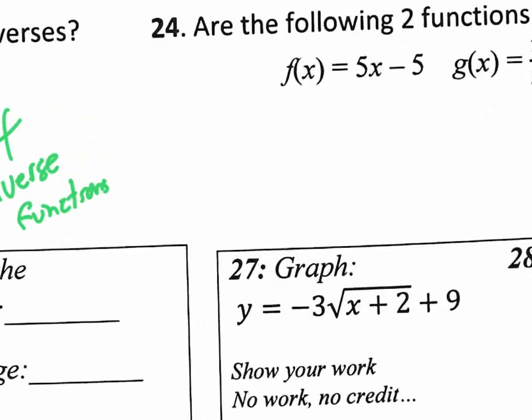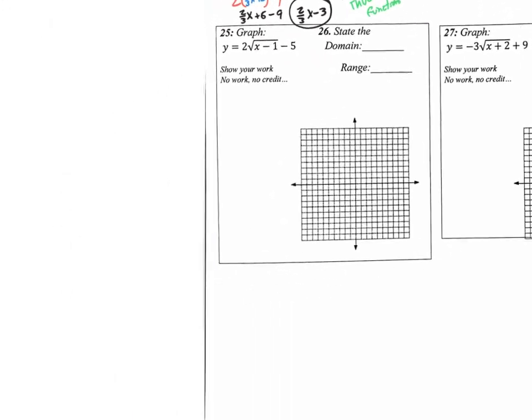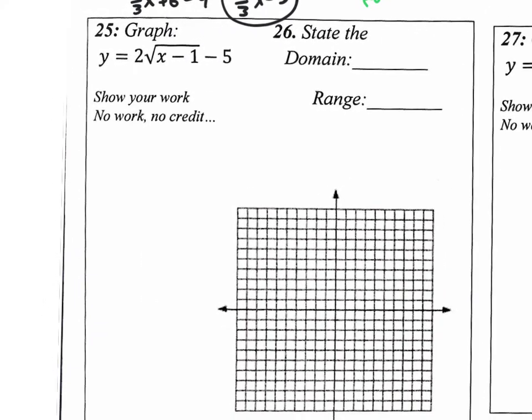And on the other video, I'll do 24. Right now, I'm going to jump to 25, the final 2 points of the test. Yeah, it's a long test. I apologize. We need to graph this radical equation.